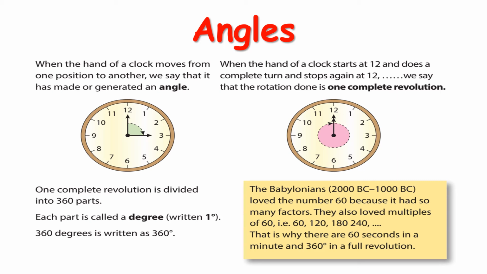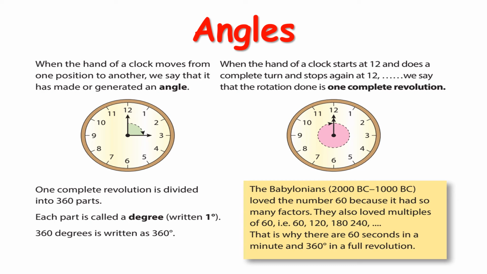So when the hands on a clock move from one position to another, it has made an angle. When the hand of the clock starts at 12 and does a complete turn, it's done 1 complete revolution, and that is 360 degrees. So each part of that 360, each degree, if you think about it in terms of our clocks, well, 360 is actually divisible by 12. Okay, so it's a multiple of 12.